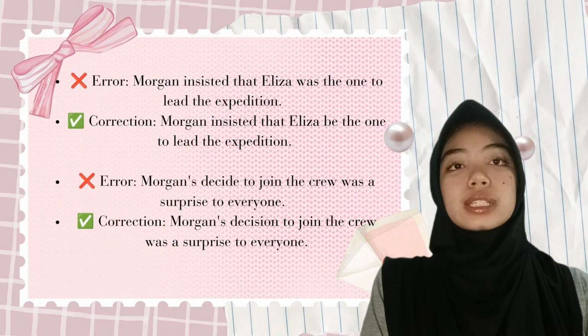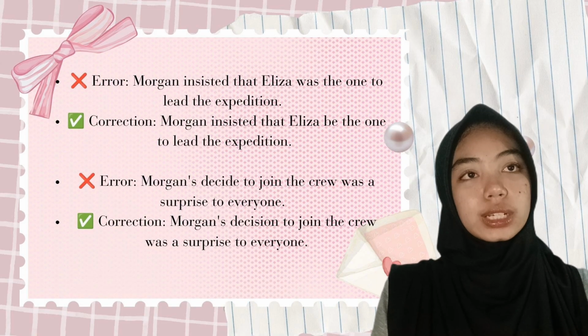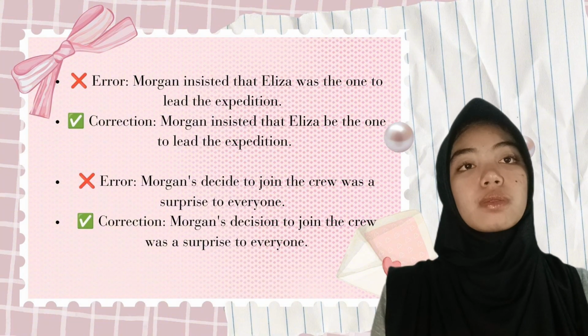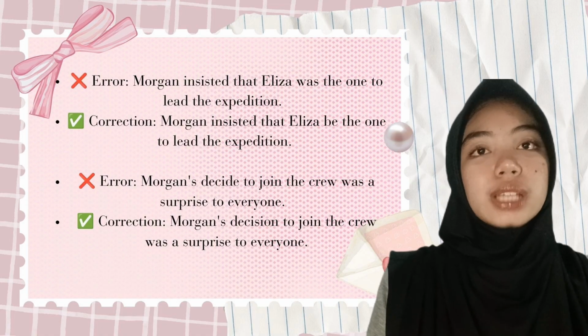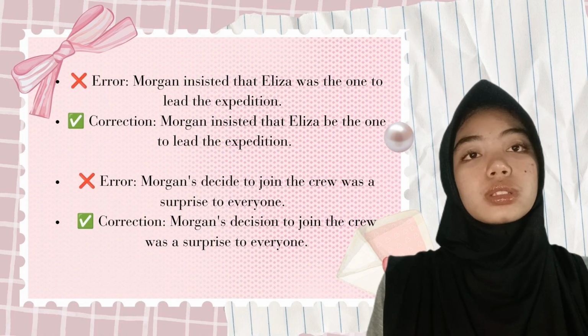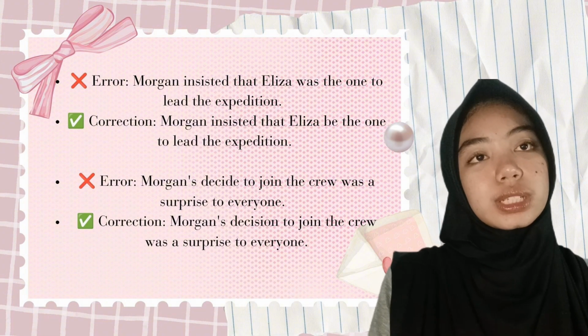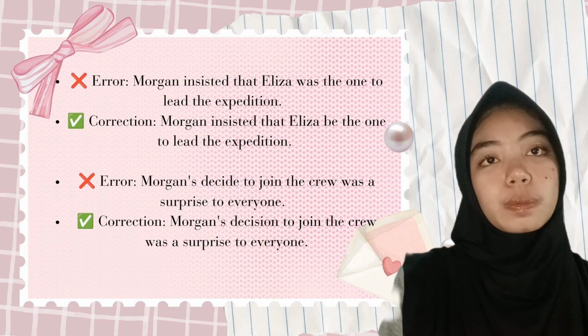Finally, in the tenth sentence, we see the form Morgan's decide. Just like the previous nominalization case, a possessive marker must be followed by a noun, not the verb decide. The noun form of decide is decision. The correct sentence is, Morgan's decision to join the crew was a surprise to everyone.